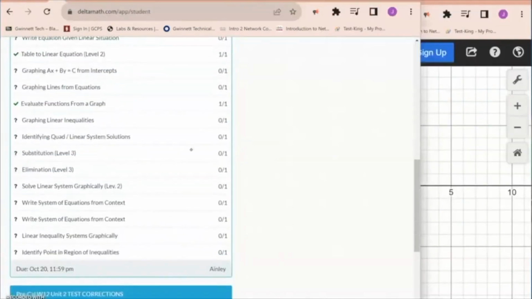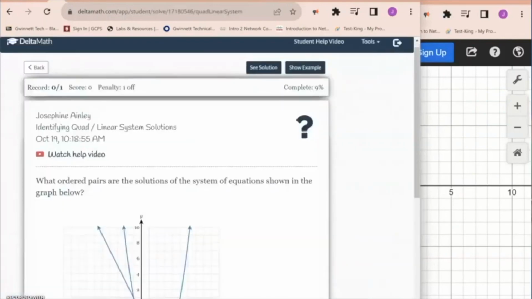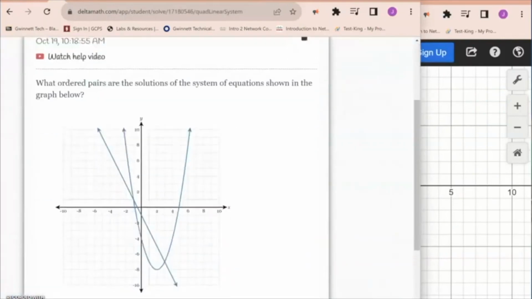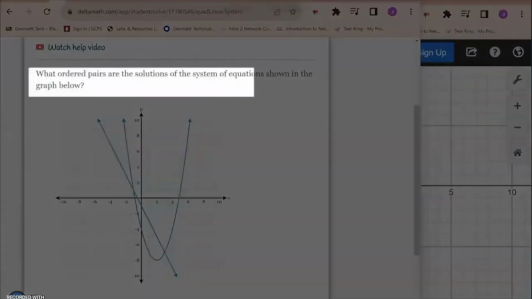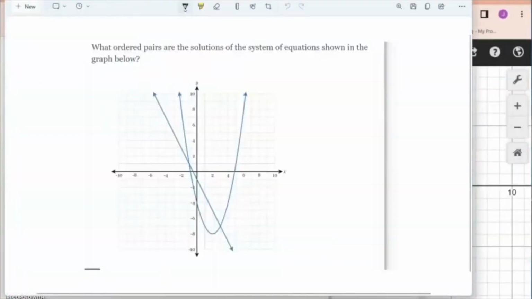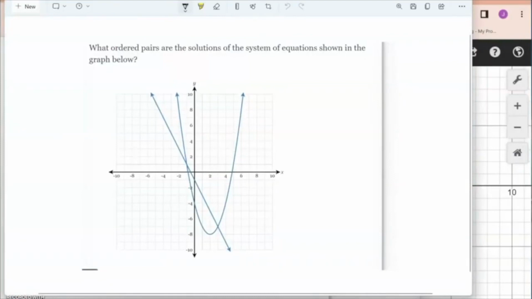All right, so we're going to take a look at identifying quadratic and linear systems or solutions. These are pretty straightforward. Remember that anytime you have a system of equations, the solutions are the intersections where the lines cross each other. So where does this quadratic cross this linear? It crosses right here. That's a solution, and this is a solution. So there are 2 solutions in this case.